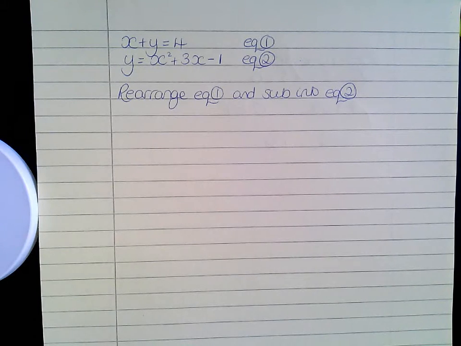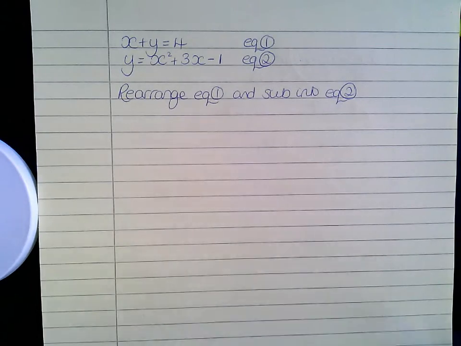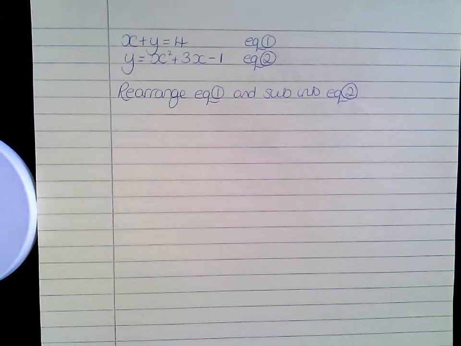For this lesson, I'm going to go over how to solve a simultaneous equation when you have squares in it, a quadratic. The method is very straightforward. To start off with, what we need to do is rearrange your linear equation, the one with no powers in, to say x equals or y equals.